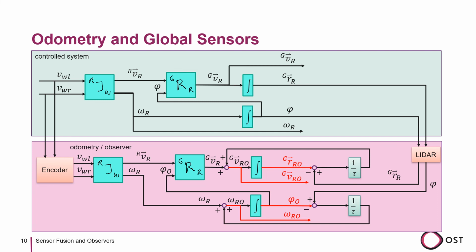Let's bring this into the context of our mobile robot kinematics. Here we see the forward kinematics and odometry and where we must connect our observer. One problem that we often face is that some global sensors do not provide the orientation. This can cause problems because then we can only observe the position, but the orientation of the robot can slowly drift away.